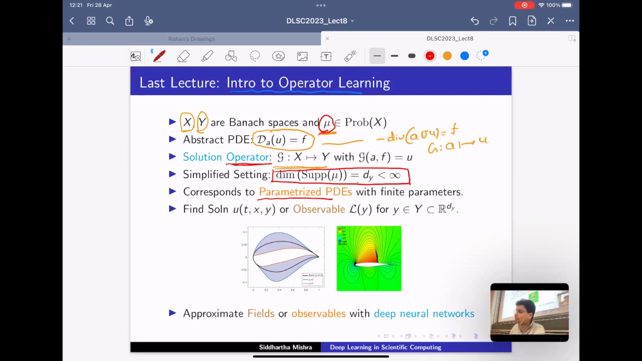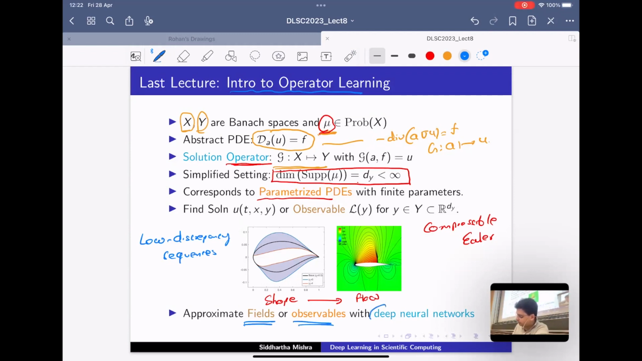And this was the setup that we are operating in, right? If you remember, the PDE here was the compressible Euler equations. I'm not going to write it. Now the mapping here is from the shape to the flow. And this is what I showed you, that we could do this with some tricks from numerical analysis, in particular by training on low discrepancy sequences. So this was a part of the lecture last time. We can learn this map. For instance, we can approximate the fields or the observables with deep neural networks. So by cheating, we could achieve some solution to this problem to some extent.